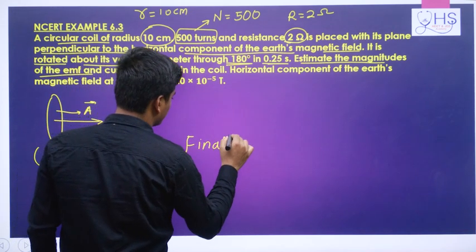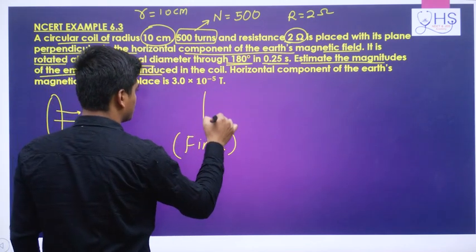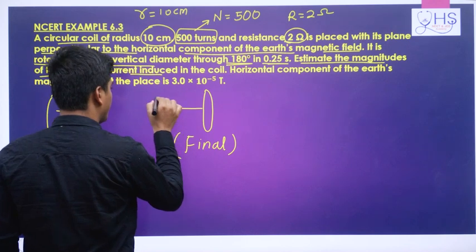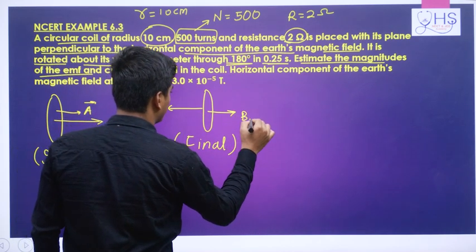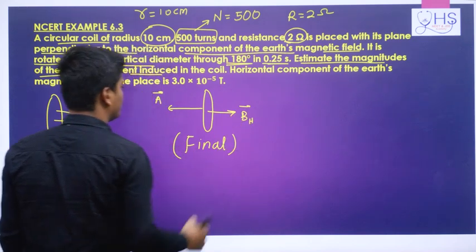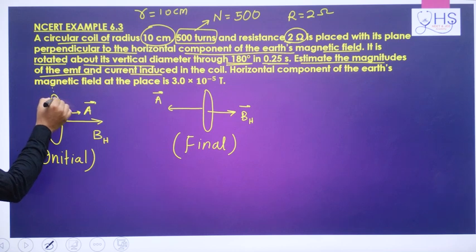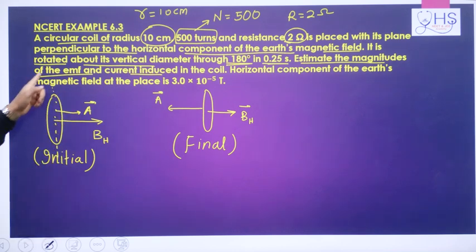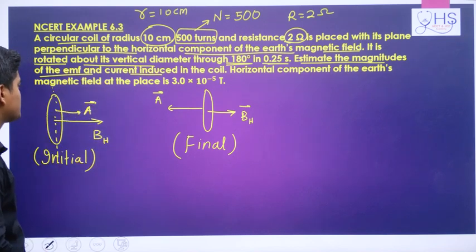Your final condition will become like this. Area vector will come this way, and the magnetic field will be like this. So about this axis, remember, vertical axis means this dotted line axis. About the dotted line axis, it is rotated.